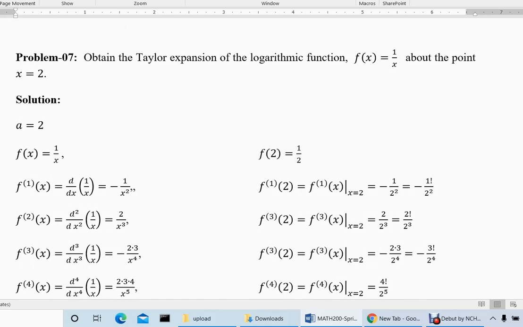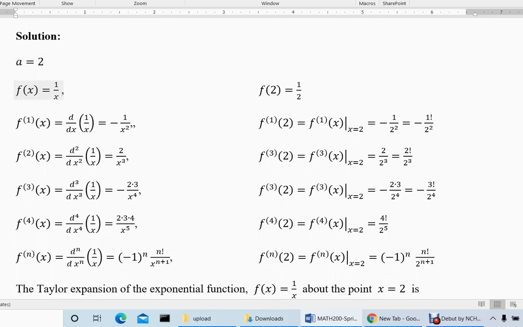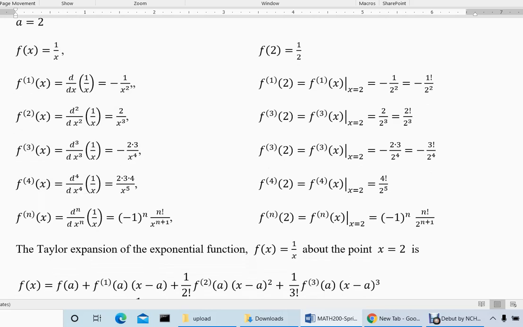Now obtain the Taylor expansion of the logarithmic function f of x equal to 1 by x about the point x equal to 2. Put a equal to 2, you will get f of x equal to 1 by x, which is given in the question. The first derivative is minus 1 over x squared, second derivative is 2 over x cubed, the third derivative is minus 3 factorial over x power 4, and it goes on like that.